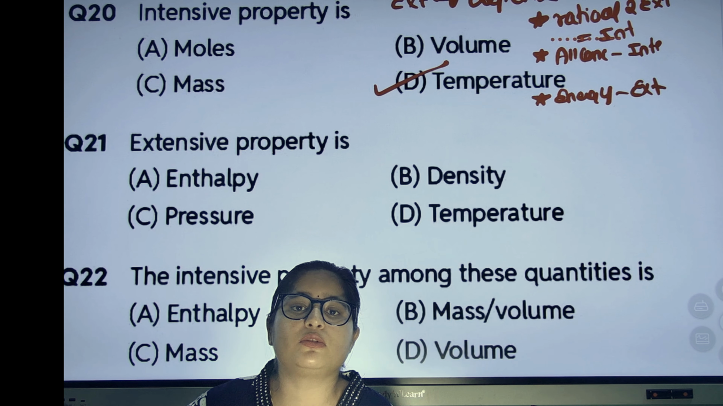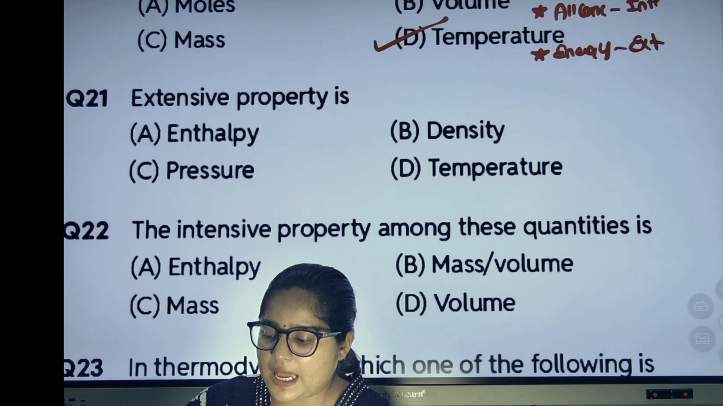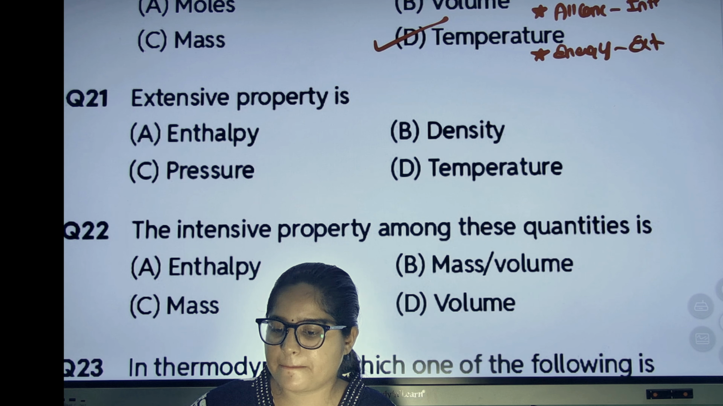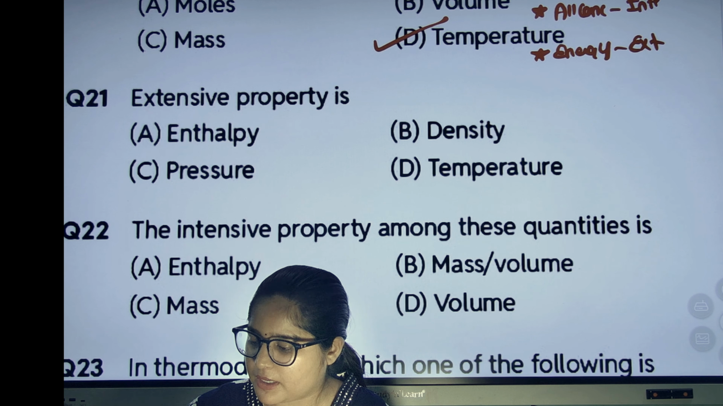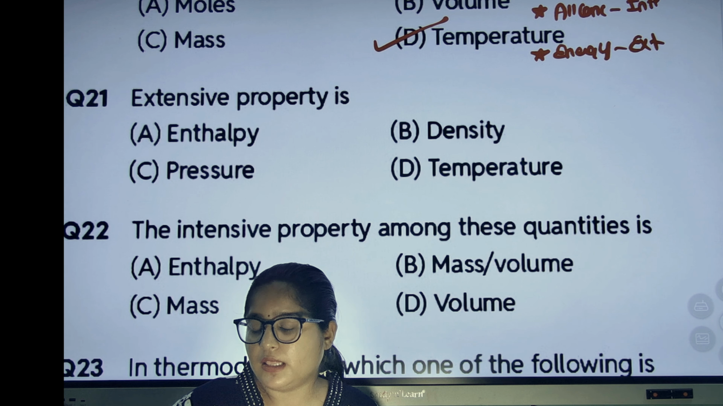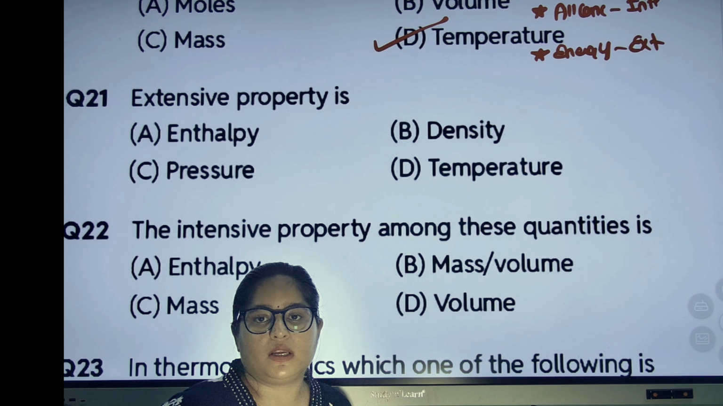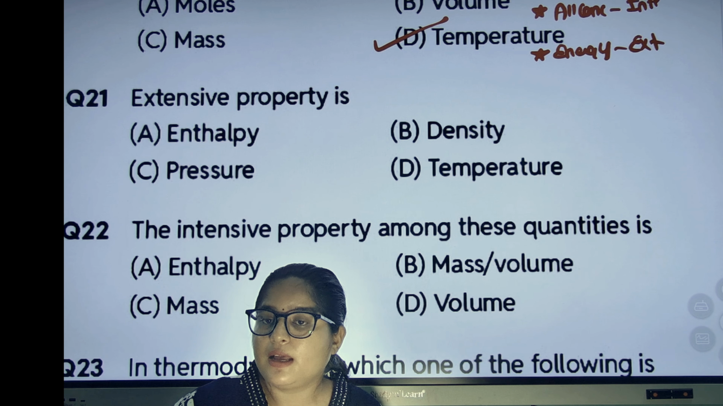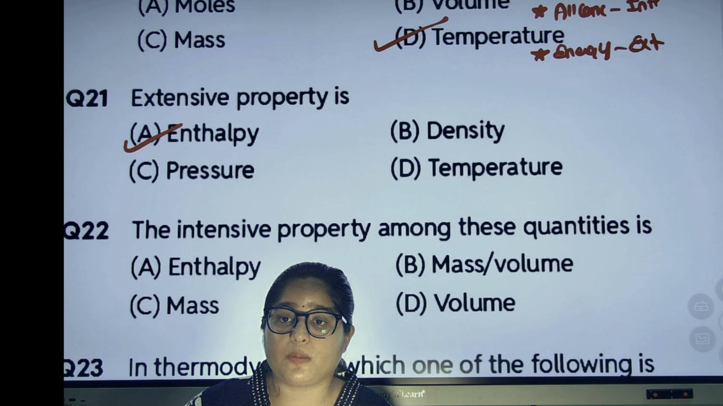So I hope you are able to solve the questions on your own. Try the second question, question 21, on your own. Extensive property is... okay. So question number 21, extensive property is enthalpy. What is enthalpy? Energy, enthalpy, entropy, these all are energy, and star point, all energy terms are extensive properties. So enthalpy is an extensive property.